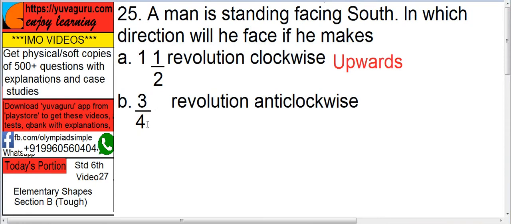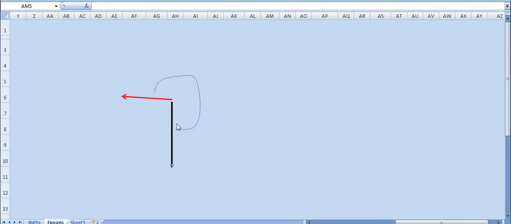If he makes a 3/4 revolution anti-clockwise, then see it starts from here and then moves anti-clockwise 3/4. So then he will be facing this side. So what is this side? West. He will be facing west.